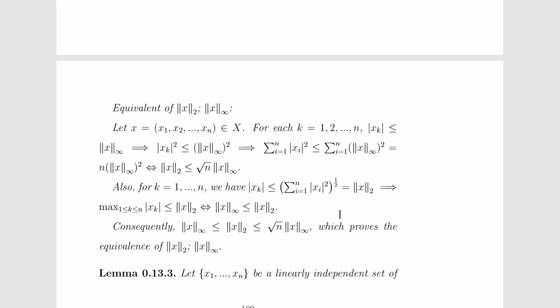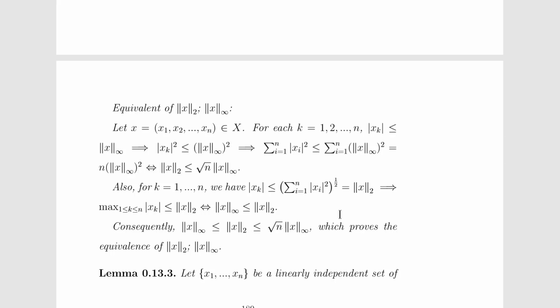if we take the summation over i equal to 1 to n, the summation of modulus of xi squared is less than or equal to the summation for i equal to 1 to n of the norm of x infinity squared, which, if you take the summation, is equal to n times the norm infinity squared. By the definition of norm 2 and norm infinity, we found the relation that the norm over 2 is less than or equal to root n times the norm over infinity.